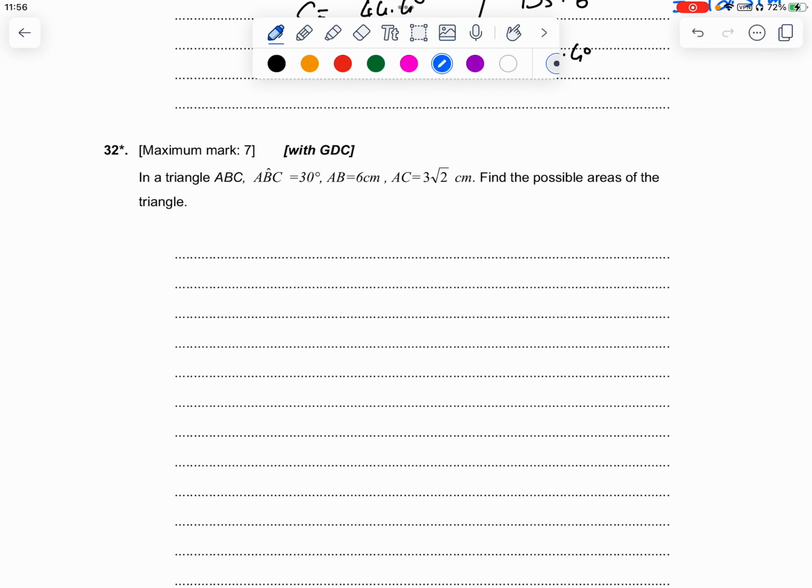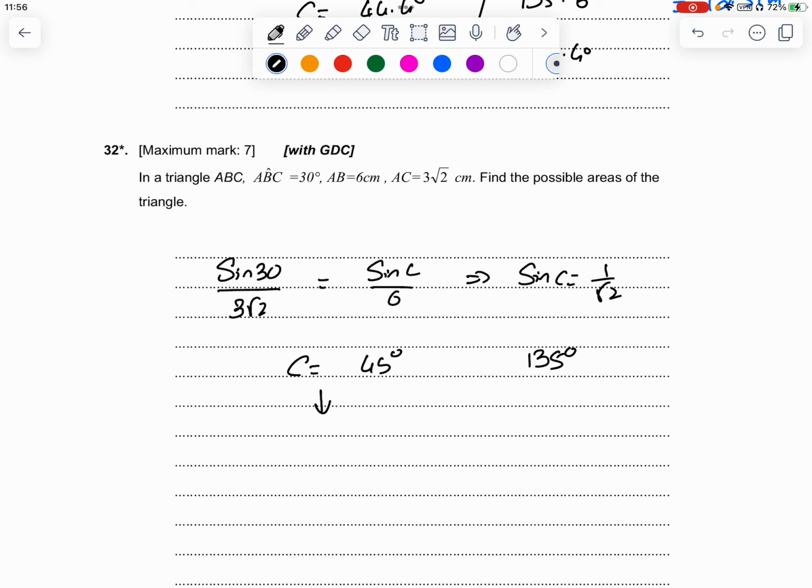Question 32. In triangle ABC, angle ABC is 30, AB is 6, AC is 3 root 2. Find the possible areas of the triangle. So again, sine 30 divided by 3 root 2 equals to sine C divided by 6. This gives me sine C equals to 1 upon root 2. So C equals to either 45 degrees or 180 minus 45, 135 degrees.